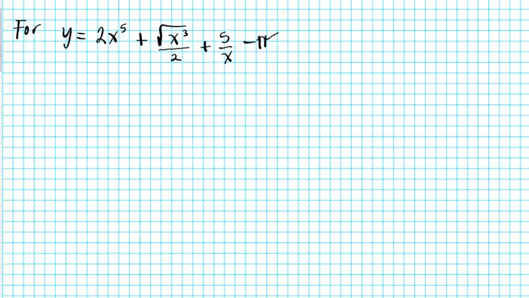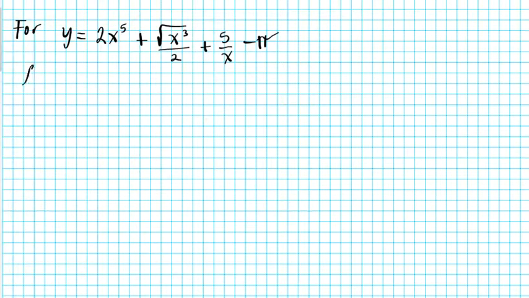Alright, so for y equals 2x to the fifth plus the square root of x cubed over 2 plus 5 over x minus pi, what we're going to do is we're going to do the following.